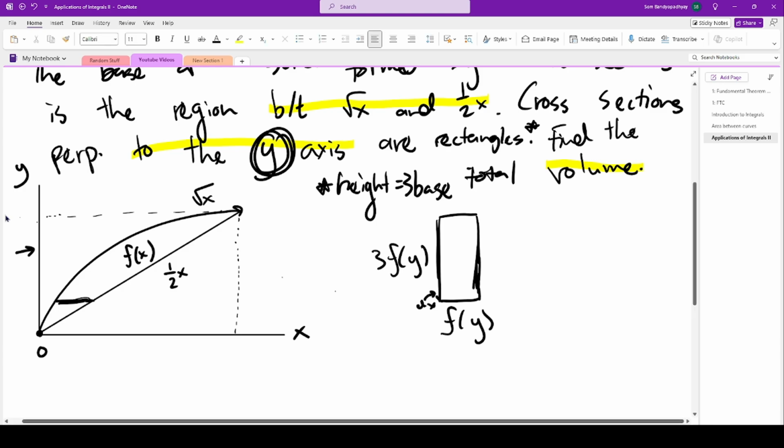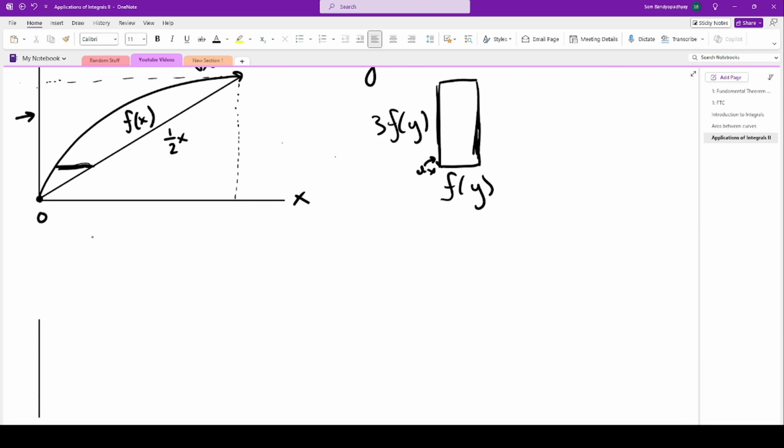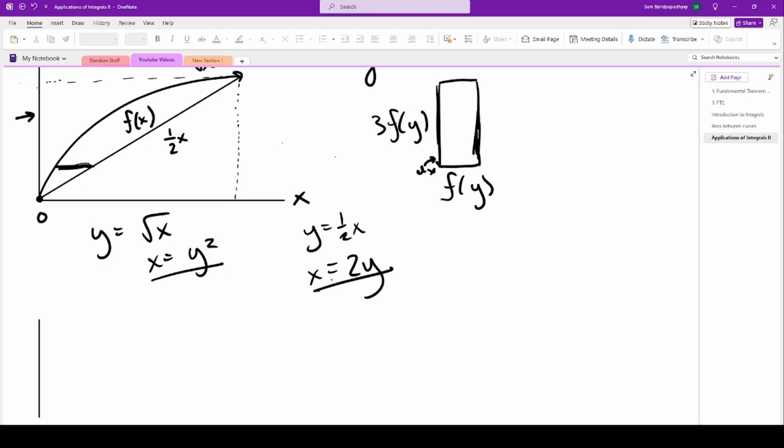Now, since we're in the y domain, perpendicular to the y-axis, we need to convert these functions into functions of y, right? So you have y equals root x, square both sides, you get x equals y squared. So that's our first one. And then y equals 1/2 x, x equals 2y. That's our second one, right?